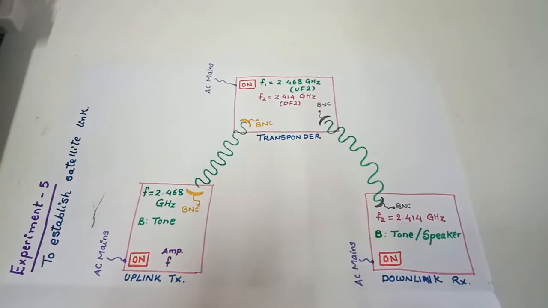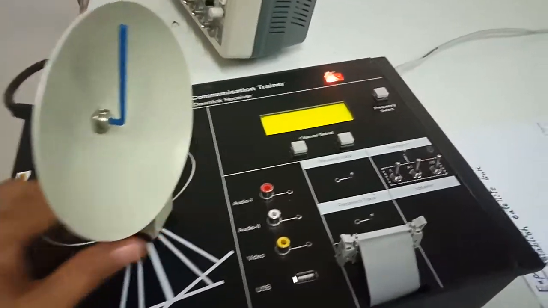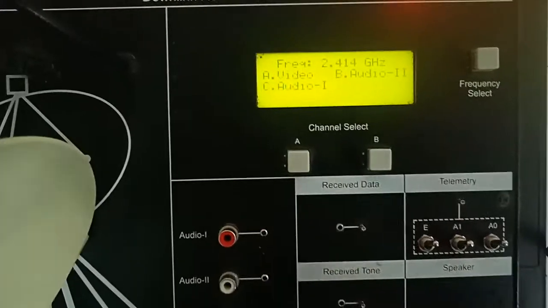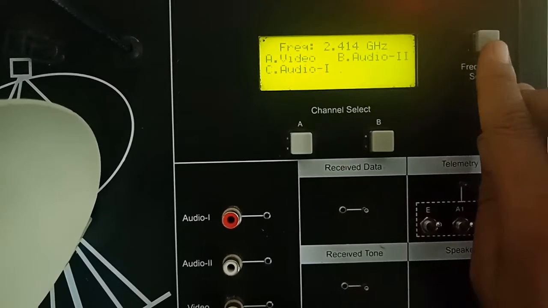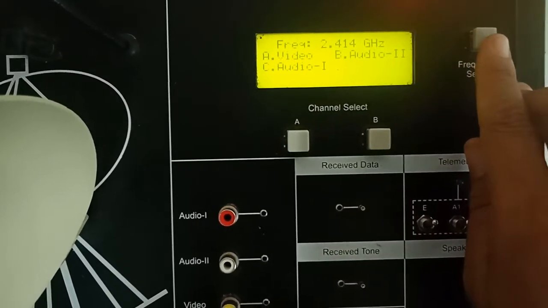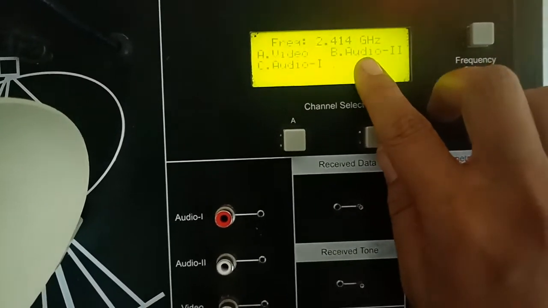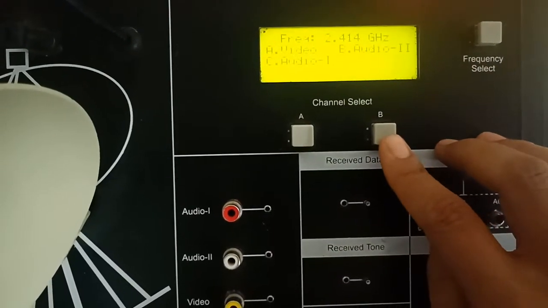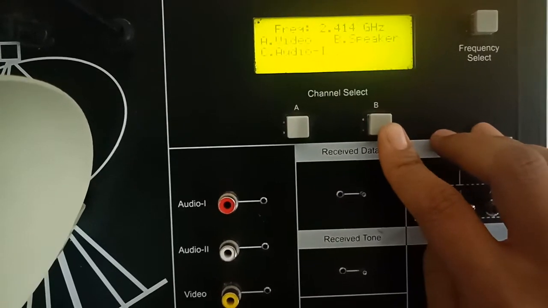First of all we will keep our antenna in front of the transponder and select the downlink frequency using the frequency select switch. So I am switching the downlink frequency to 2.414. In the uplink we have kept channel B in the tone mode. Over here also I will keep B in the tone mode, or the speaker mode.